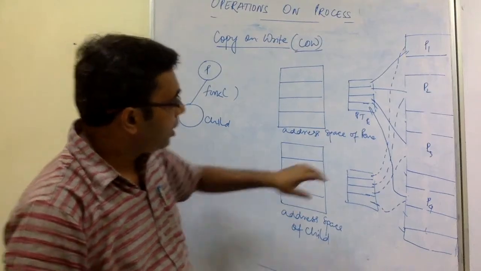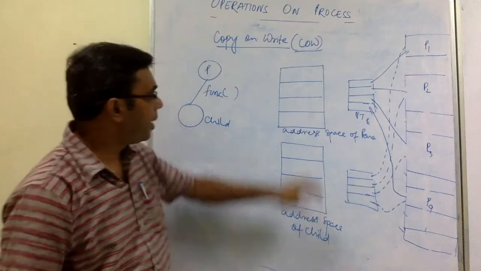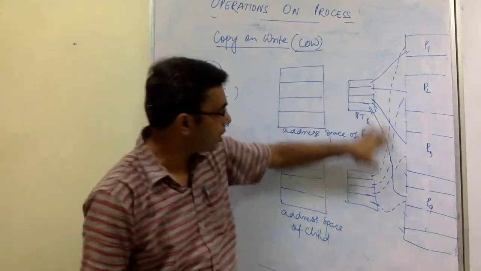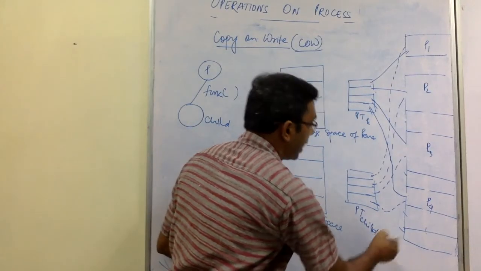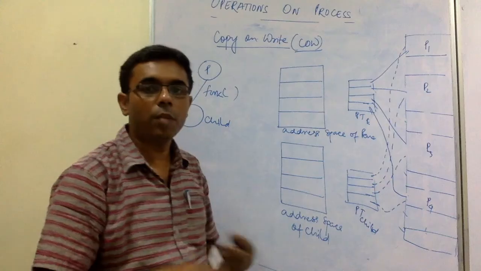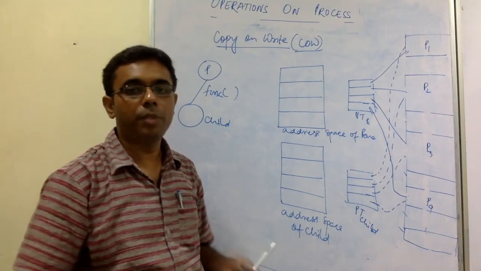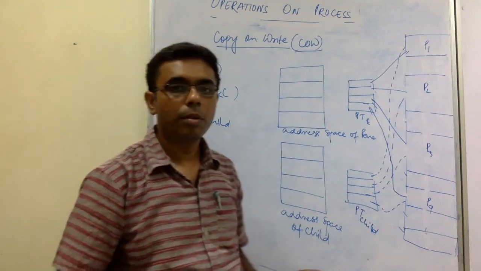Okay, and these pages are made read-only. So when the parent process or the child process reads them by looking up their respective page tables, these pages can only be read. You cannot modify them. So there is no chance that these pages will be tampered with or updated. You can simply read them.